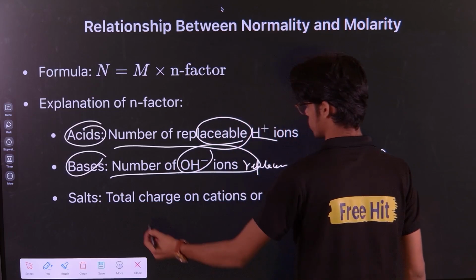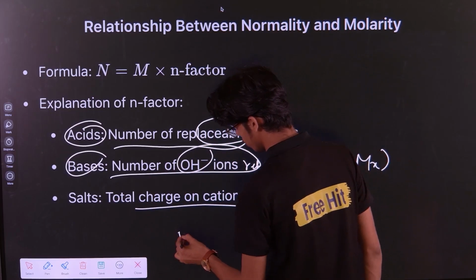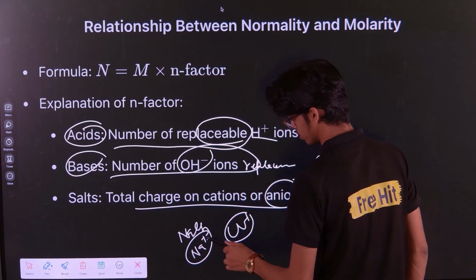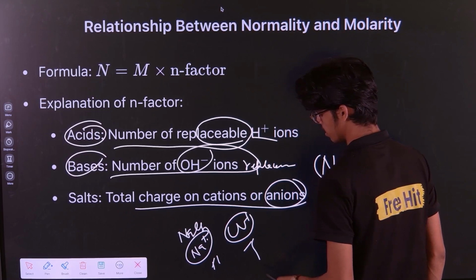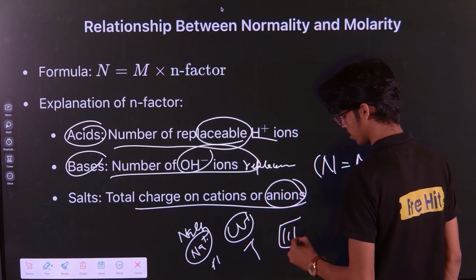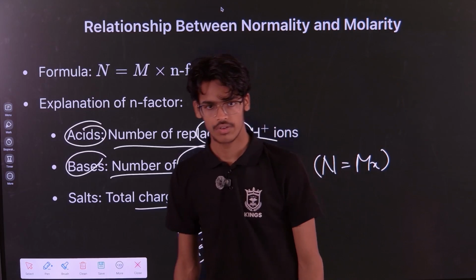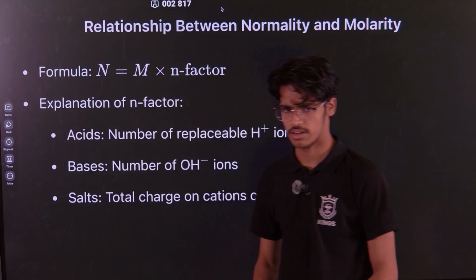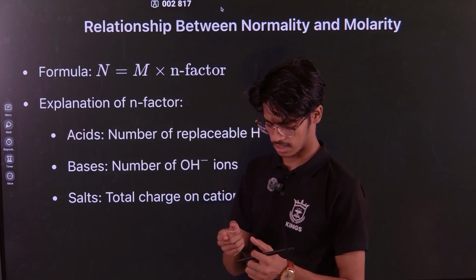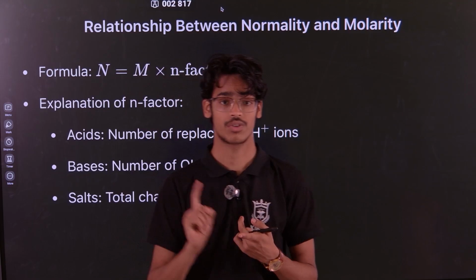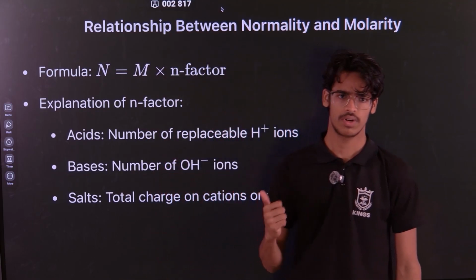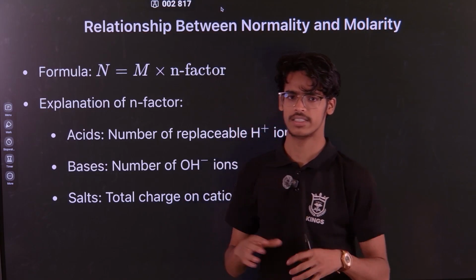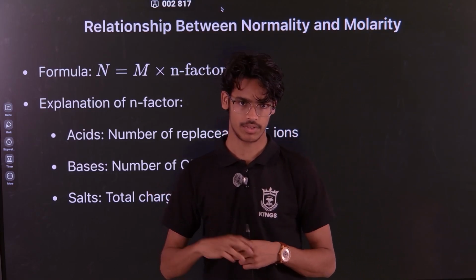In case of salt, it is the total charge on the cations or anions. For example, NaCl. What is the total charge of the cations, or the total charge of the anions? Positive and negative, +1 and -1, which means the magnitude is 1. So that is the value of n. This is the relation between normality and molarity. I hope you are able to understand this. It's not something different. If you understand what is equivalent mass and what are equivalent moles, then this is quite easy for you. If you don't know, there is a very short video in this channel; check out the playlist of some basic concepts of chemistry.